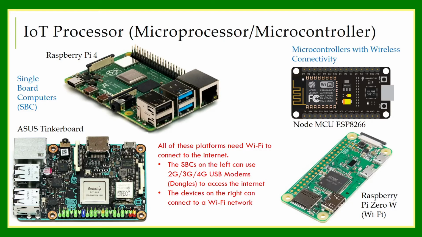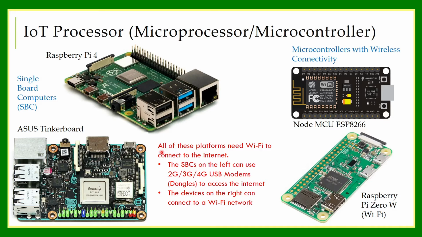Here are some of the single board computers. On the left, you can see the Raspberry Pi 4. Then on the bottom, you can see the Asus Tinkerboard, which has a very similar interface to the Raspberry Pi 4, but it has a better processor. And all of these platforms need Wi-Fi to connect to the internet. On the right side, you can see the microcontroller NodeMCU ESP8266. It is the cheapest option available out of all these four devices. And on the bottom you can see another single board computer, the same Raspberry Pi, but it has a very minimal form factor and a much less powerful onboard processor.